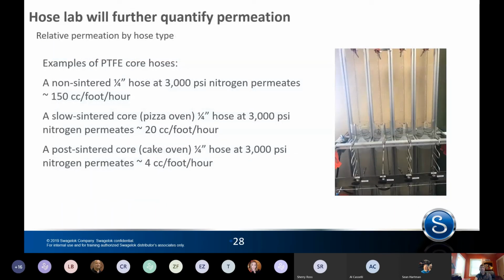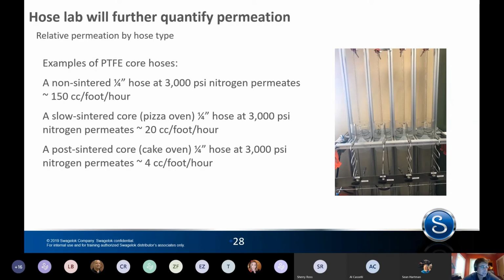And this is just a little picture of our permeation tester, but what we've done is a lot of evaluation of different sintering methods and how they impact the permeation rates. The reason we're doing this is because different sintering methods cost a different amount to do. We want to make sure we're doing the right thing, essentially.